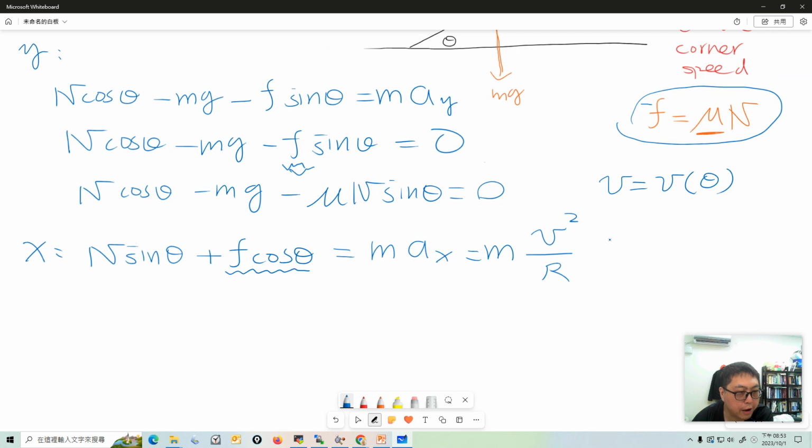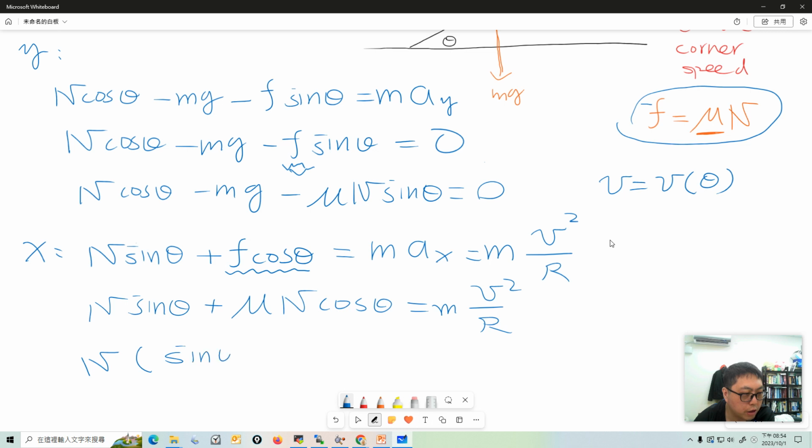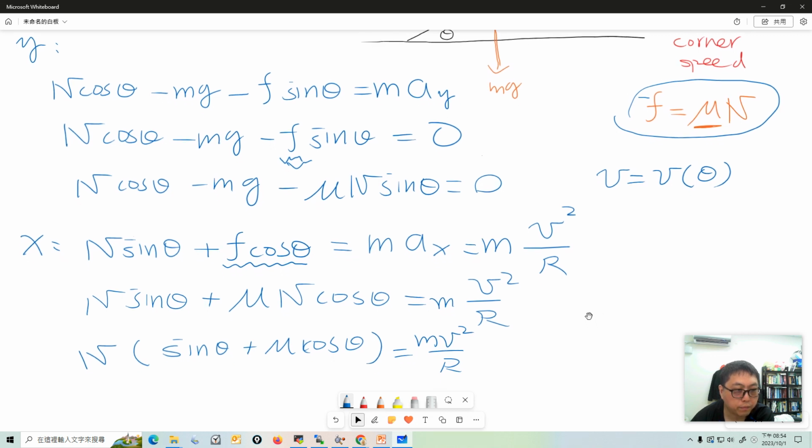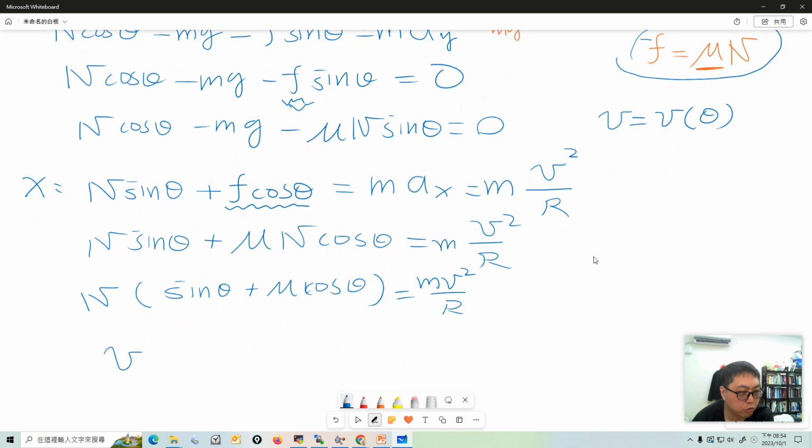So f equals mu n. Let me make f equal mu n, so n sine theta plus mu n cosine theta equals m v square over r. Here I will factor the n out. It will become n times sine theta plus mu cosine theta equals m v square over r. And finally I will have v square equal to r over m, times n, times sine theta plus mu cosine theta.